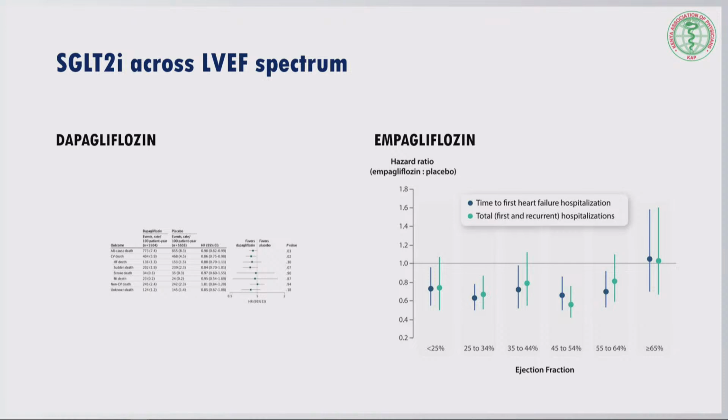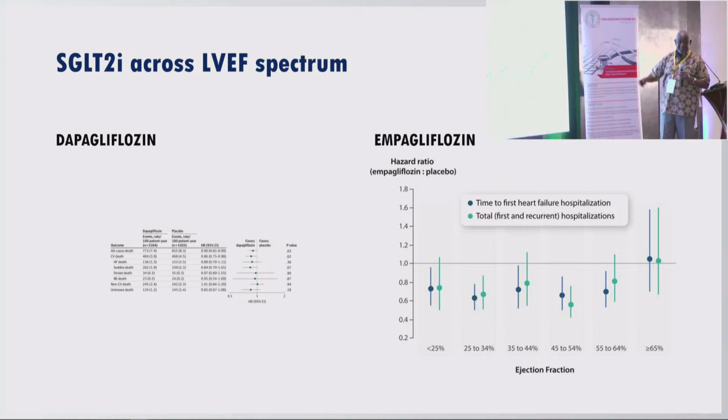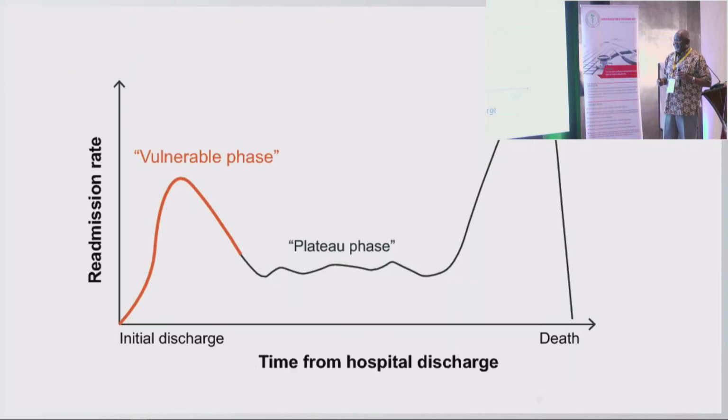And these are two slides. On the left is dapagliflozin, and on the right is empagliflozin, which basically shows that the benefit of SGLT2 inhibitors in heart failure is there irrespective of ejection fraction. So, the next thing I want to address is initiation of therapy.